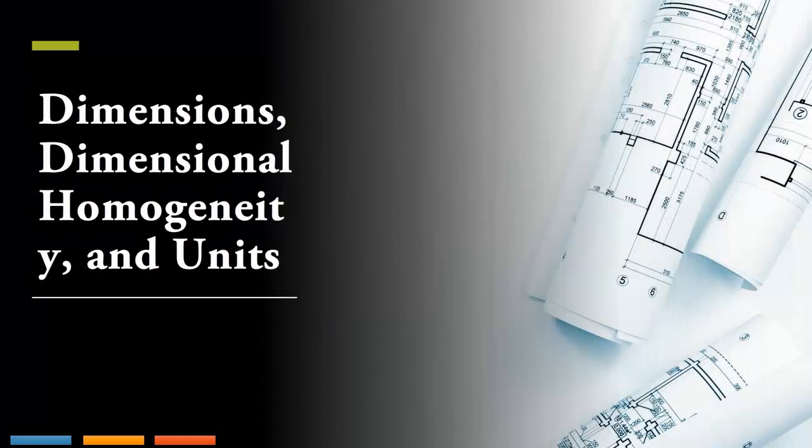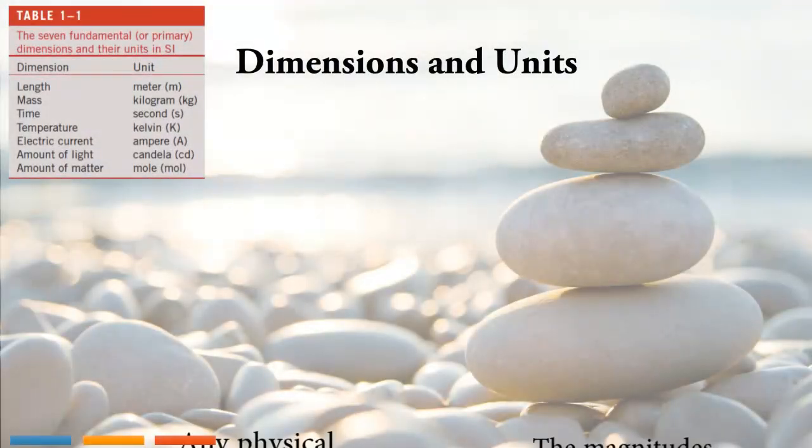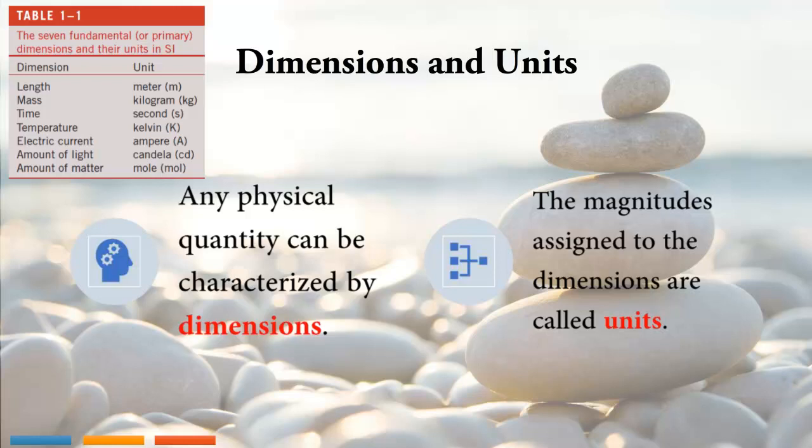Let's proceed to dimensions, dimensional homogeneity, and units. What are dimensions? Any physical quantity can be characterized by dimensions. For example, length, time, mass, temperature, electric current, amount of light and amount of matter. On the other hand, the magnitudes assigned to the dimensions are called units. Examples of units are meter, kilogram, second, Kelvin, ampere, candela, mole and many more.